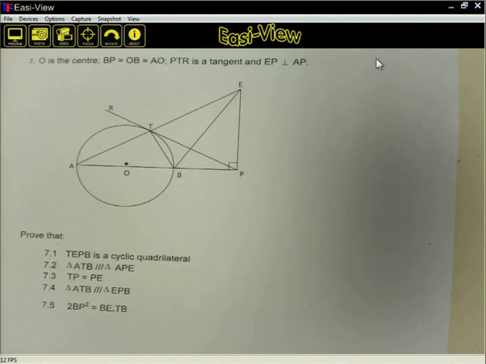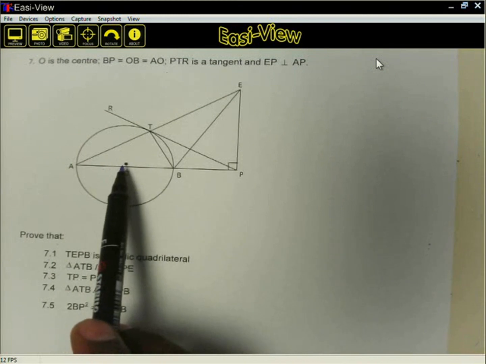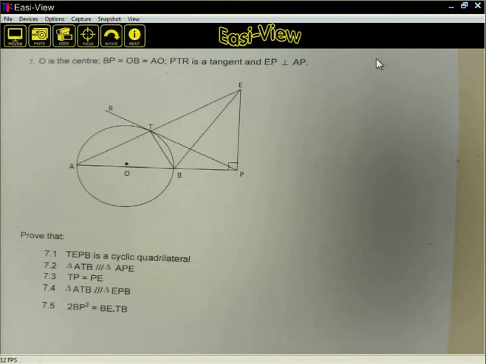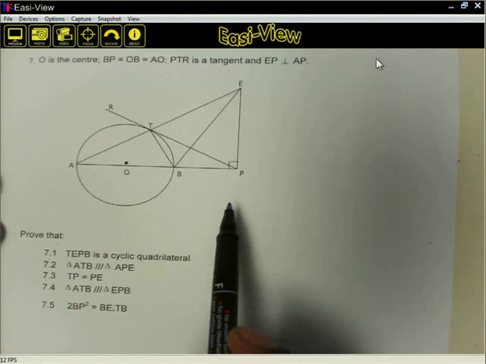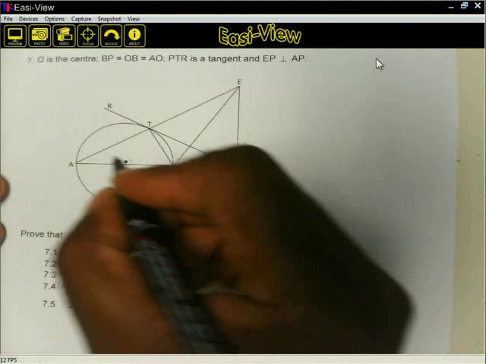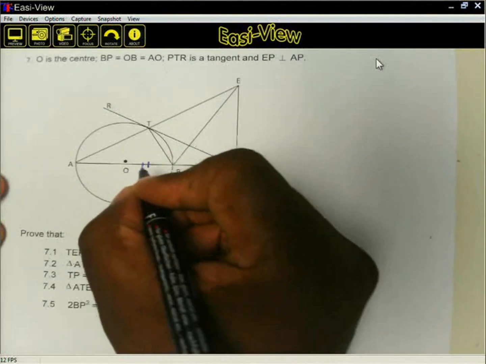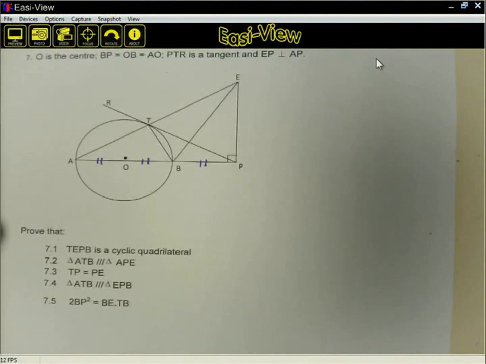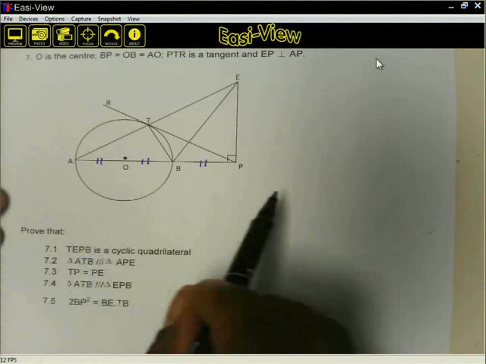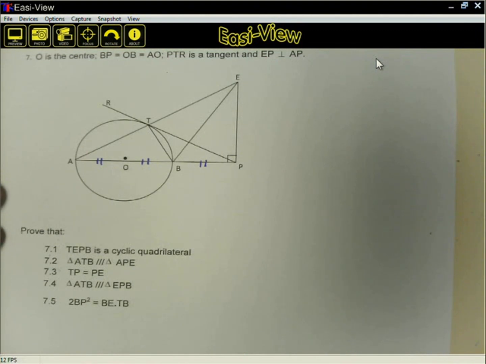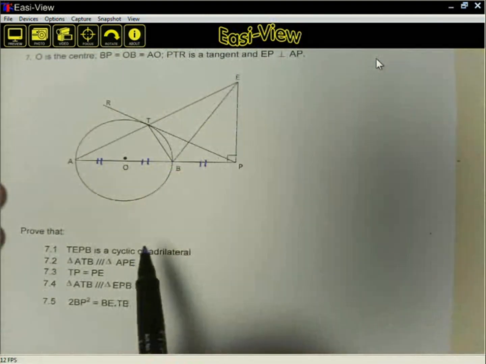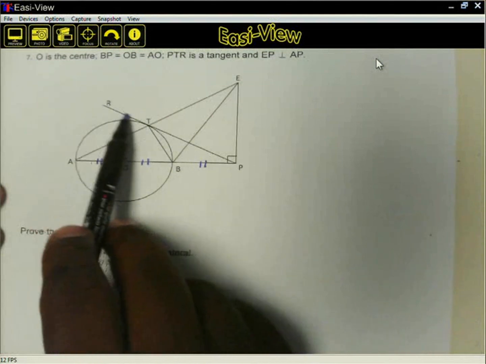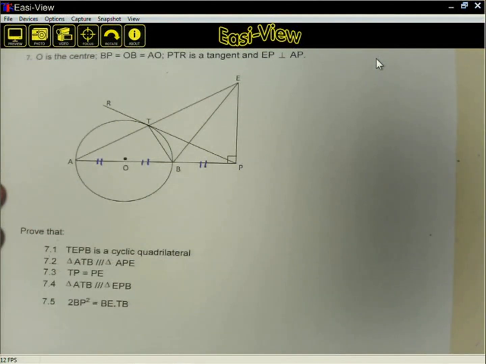O is the center. BP is equal to OB. We mark it on the diagram. BP is equal to OB is equal to OA. OA and OB are radii, because O is the center. Therefore, they are also equal to BP. PTR is a tangent. This line is a tangent. Then you think of the tan-chord theorem.